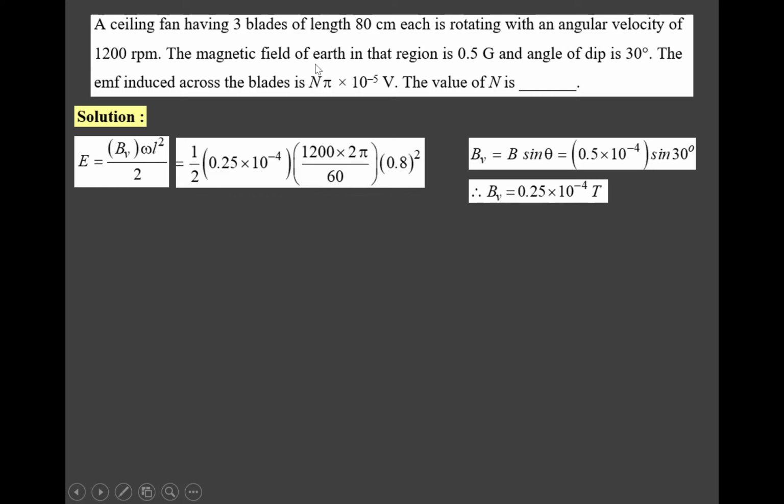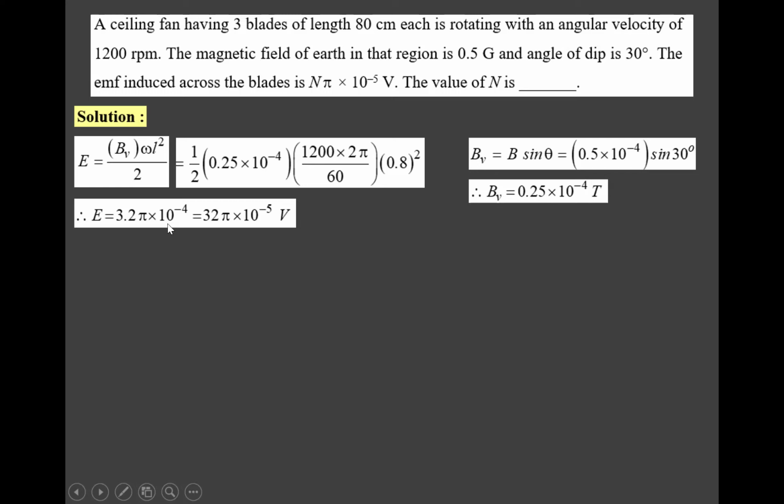Now see here, हमें EMF दिया हुआ है n pi into 10 raised to minus 5 volt. तो हमें इसको solve करके answer something into pi into 10 raised to minus 5 इस formation में prepare करना पड़ेगा. तो देखो E that is equal to, इसको solve करेंगे तो आएगा answer 3.2 pi into 10 raised to minus 4. लेकिन यहां पे minus 5 है, तो अब इसको convert करते हैं.